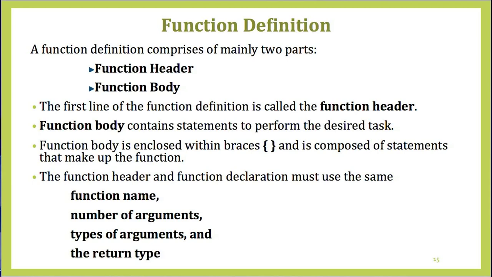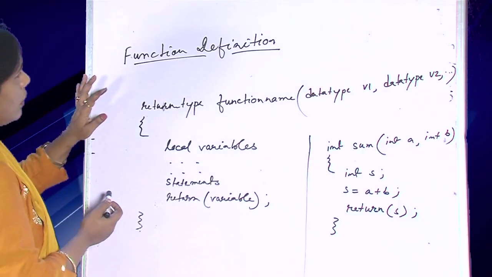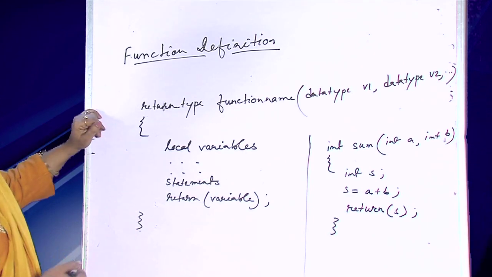The function header and function declaration must use the same function name, number of arguments, types of arguments and the return type. Now I am going to write the syntax of function definition. Here I have written the syntax of defining a function.